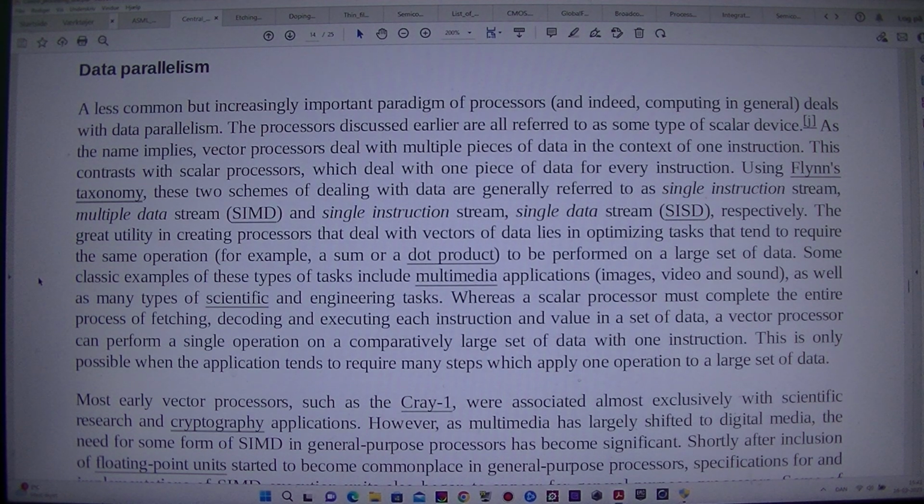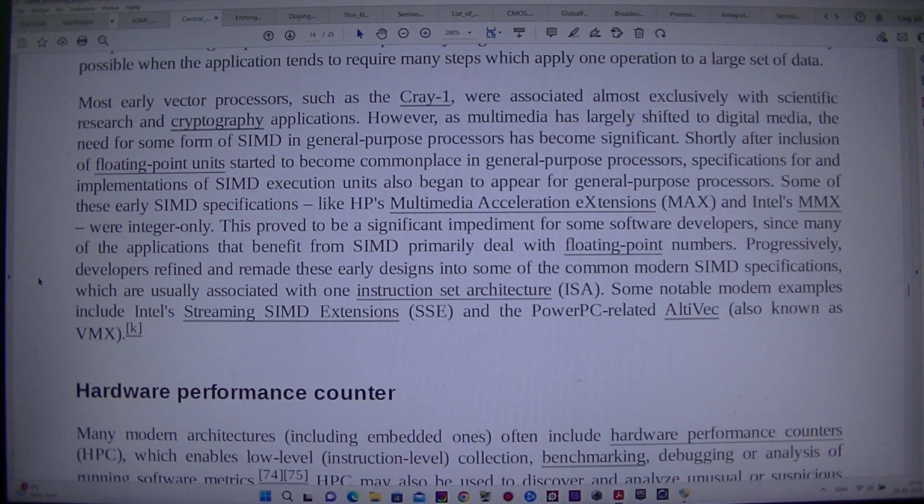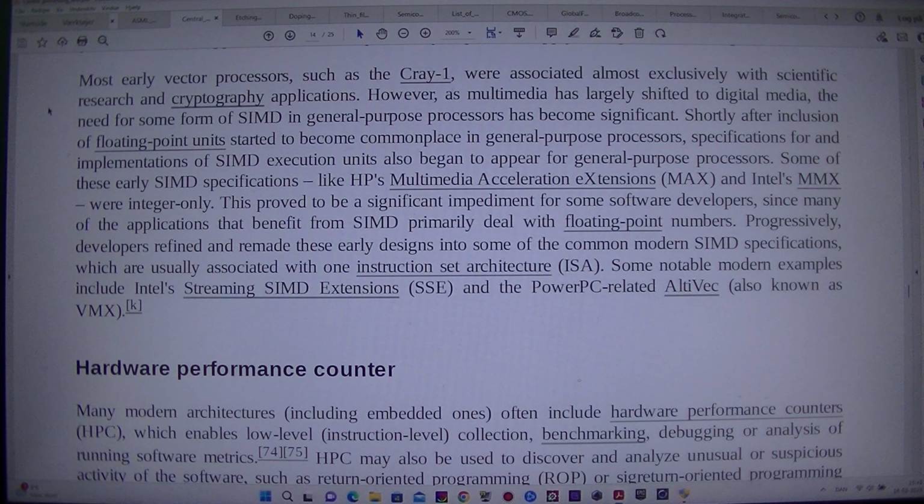Whereas a scalar processor must complete the entire process of fetching, decoding and executing each instruction and value in a set of data, a vector processor can perform a single operation on a comparatively large set of data with one instruction. This is only possible when the application tends to require many steps which apply one operation to a large set of data. Most early vector processors, such as the Cray-1, were associated almost exclusively with scientific research and cryptography applications.